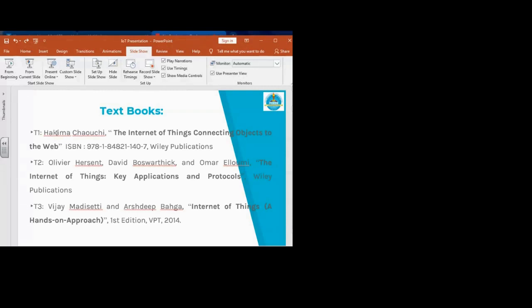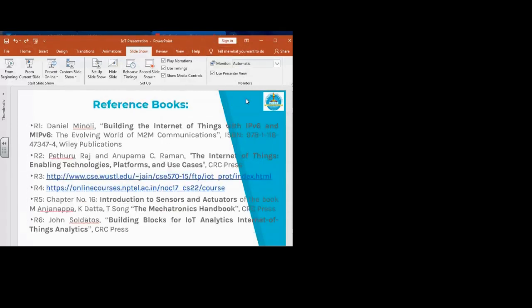The very first textbook is Hakima Chaouchi, The Internet of Things: Connecting Objects to the Web. I have the soft copy of this, and I'll be sharing it on the cloud. Then The Internet of Things: Key Applications and Protocols by Oliver Hersent. Again, it's a good book. Third one is Vijay Madisetti, The Internet of Things: A Hands-On Approach. Again, this is a very popular book in the IoT domain.